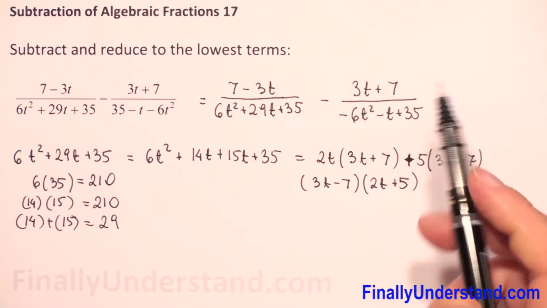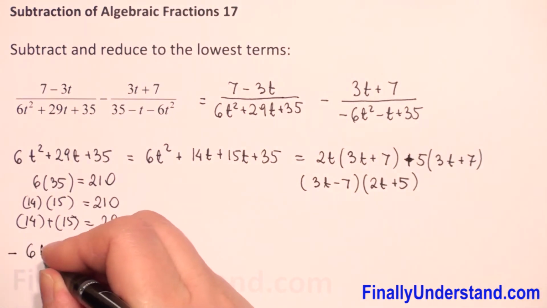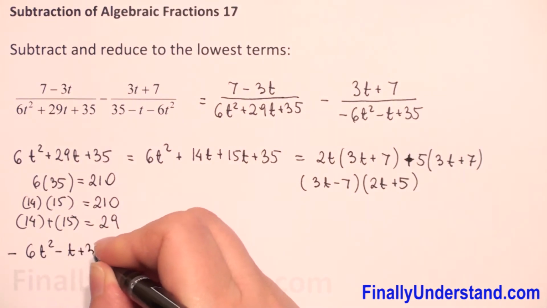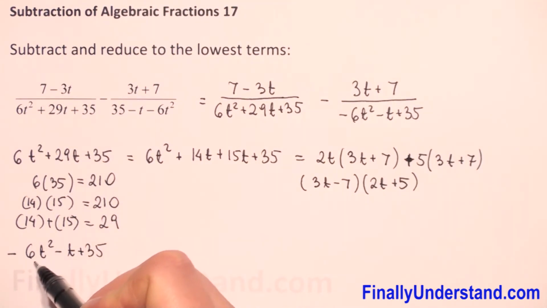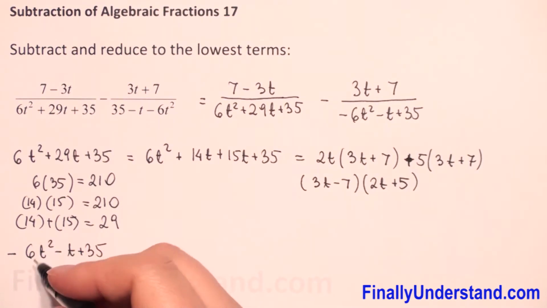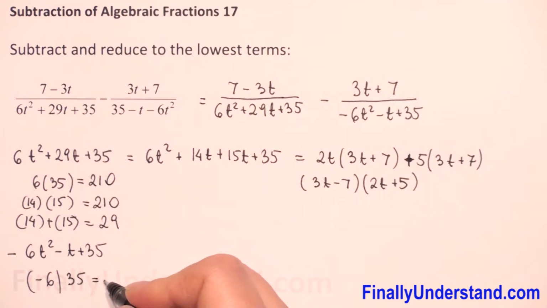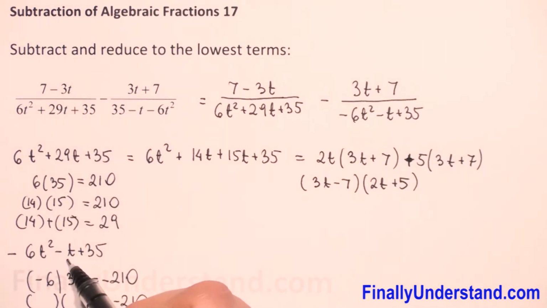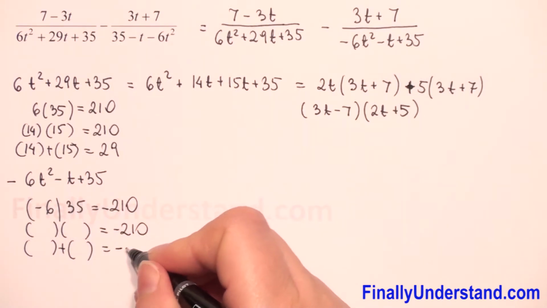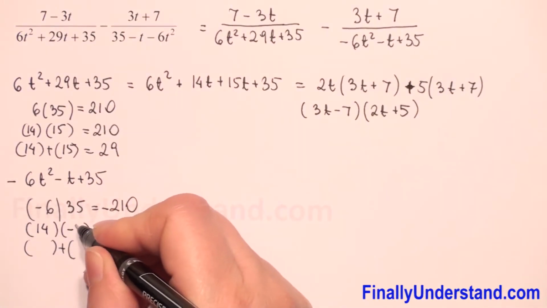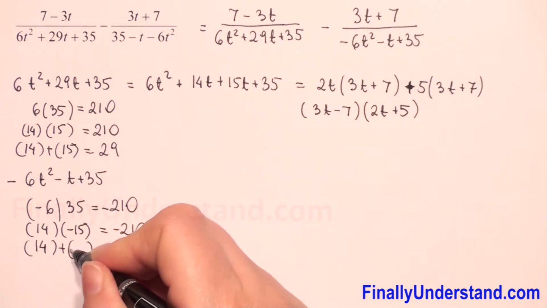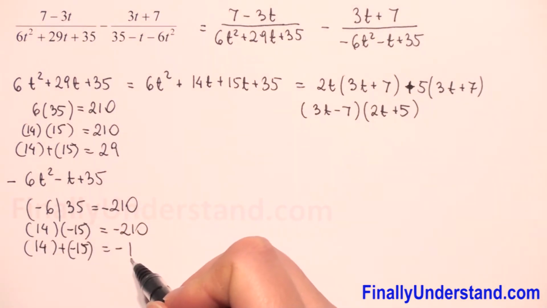The same we will do with the second. So let me copy negative 6t squared minus t plus 35. First, because the coefficient before t squared is negative 6, I have to multiply negative 6 times the constant 35. So this is equal to negative 210. Now I need to find two numbers which I multiply, and I will have negative 210, and when I add these two numbers, I will have the coefficient before t, negative 1. So this is 14 and negative 15. When I add these two numbers, I will have negative 1.